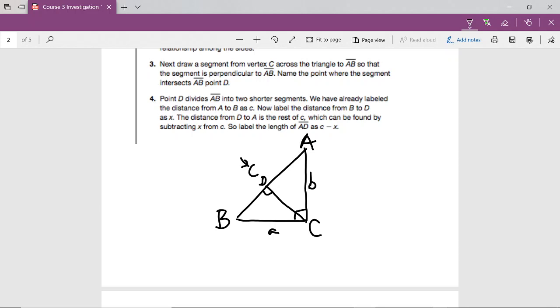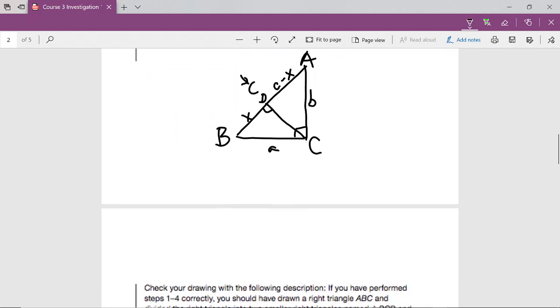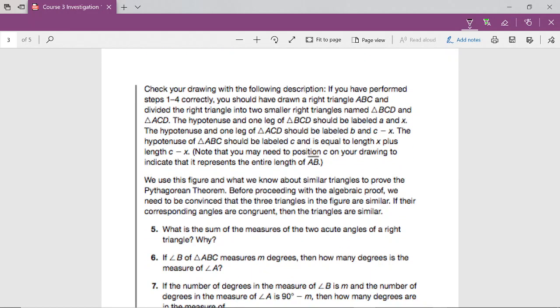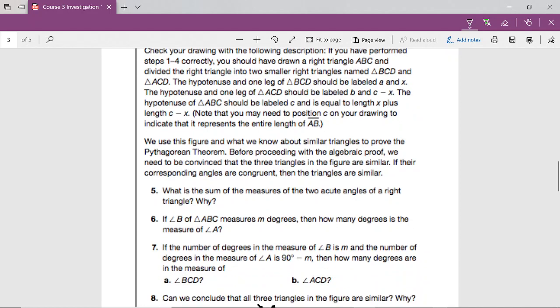We have already labeled the distance from A to B as C. Now label the distance from B to D, so just this short segment of this right triangle, we're going to call that X. And the distance from D to A as the rest of C, which if the whole thing is C, and I have taken x out of that, then I must have c minus x left for that segment from A to D. Okay, so check your drawing with the following description, and I'll tell you we have actually set it up correct, so I'll skip that right here.